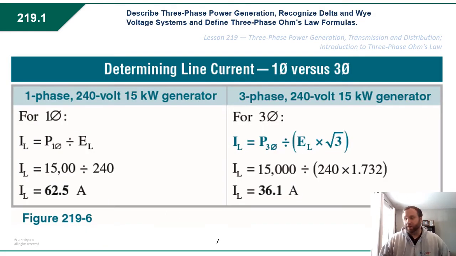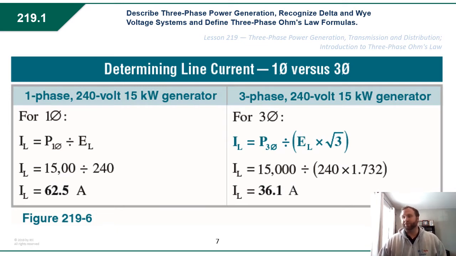Three-phase Ohm's law. Now, if you don't have an Ohm's law wheel or don't have Ohm's law notes regarding the general Ohm's law formulas, then I highly suggest you get those written down in your notes. For three-phase Ohm's law, it's a little bit different than just our standard single-phase Ohm's law. Our three-phase Ohm's law requires us to incorporate the square root of 3.